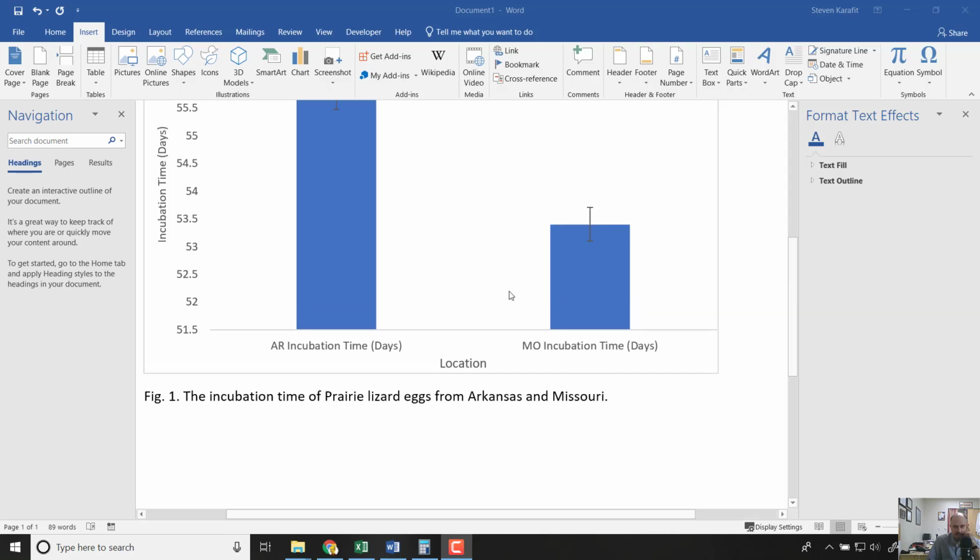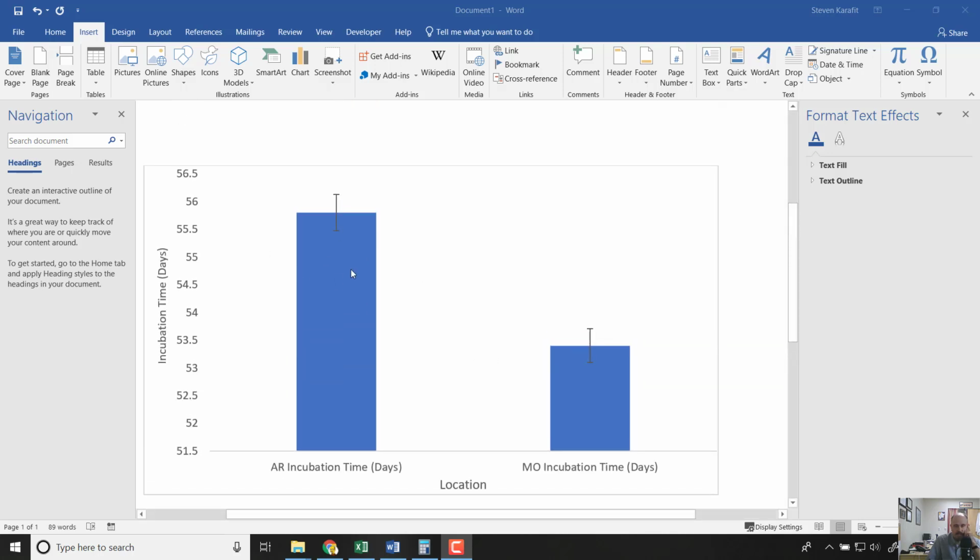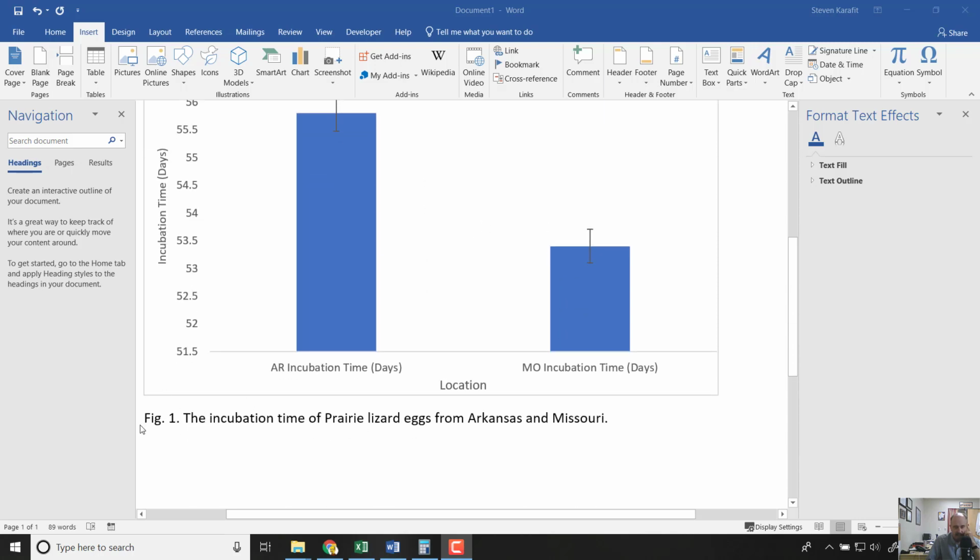The first thing I need to do to make a figure after I have the graph made is the caption. I can start by saying Figure or Fig. 1 and then a title. Here I've started a title for you: the incubation time of prairie lizard eggs from Arkansas and Missouri.